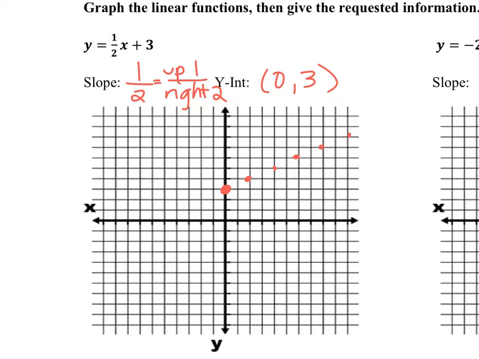And now I reverse it. Where do I reverse it from, Elise? Go back there. Down 1, left 2. It should be a straight line. And graph your line.